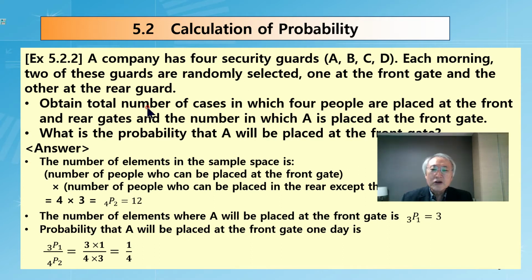What is the total number of cases? It looks like 4 times 3. For the first selection, 4 cases. Second selection, 3 cases. If you want to put person A at the front gate, you have 3 persons, B, C, D, and then you have only 1 position, the rear guard. Therefore, it's 3 permutation 1. The probability is this 3 permutation 1 divided by 4 permutation 2. That's 1/4.